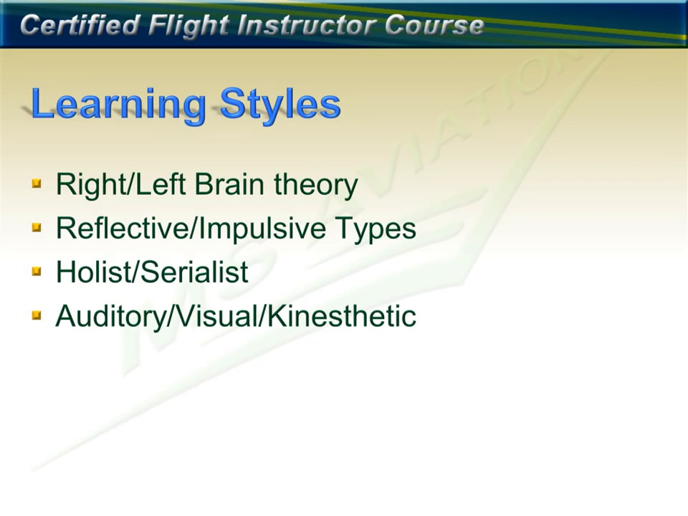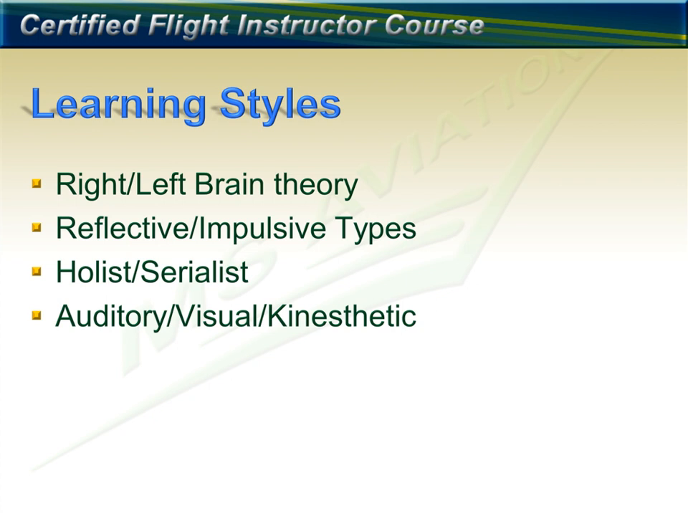Learning styles. People with either right or left brain dominance can work and become pilots. However, it may be more difficult for you and your student to learn when there's a difference in learning styles. Reflective people will think things through, while impulsive types will act on impulse. This means that they act before thinking most of the time. A holist is a person that learns from the top down. They have to receive the big picture from end to end so they can see the end of the road.